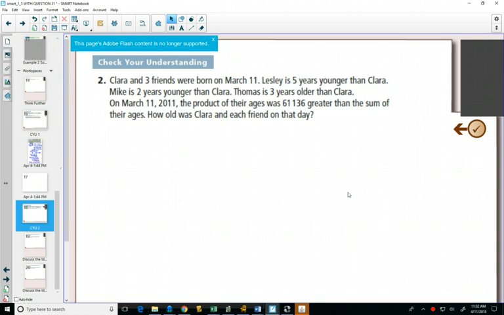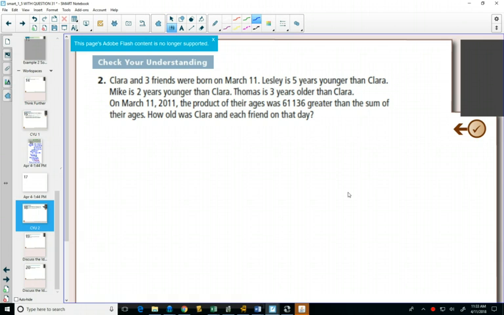I mean, it probably happens to you like 2 or 3 times a day that something like this comes up. So this is a bad word problem for being a real life example, but word problems like this serve the purpose of just giving us something to solve. Other than that, they're not very good word problems. So I apologize to the author, but here we go. How old was Clara and each of her friends on that day?